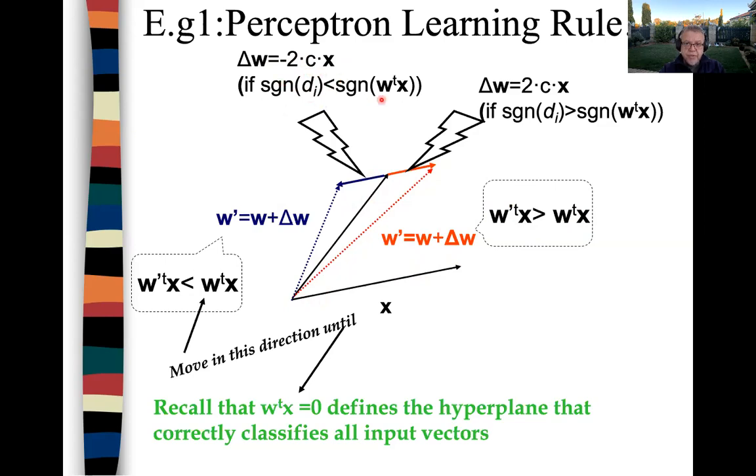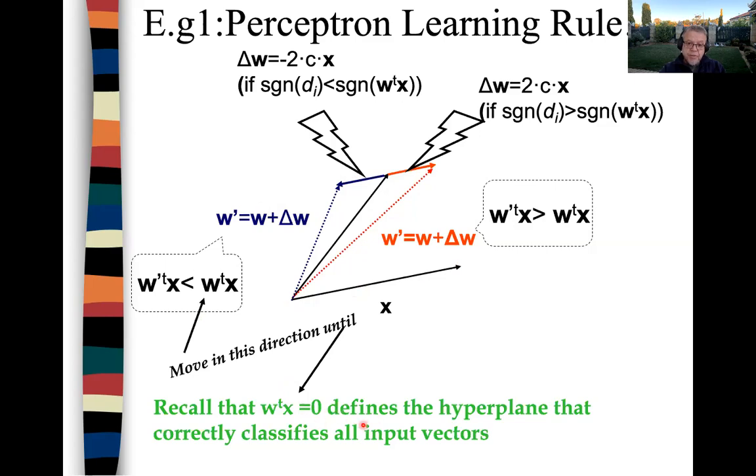While if you're subtracting, if the delta w is equal to minus 2cx, meaning that the sine of di is less than the sine of w transpose x, then your new weight is going to move in this direction, meaning that w prime transpose x, the projection of the new w on x, is going to be less than the projection of the old w on x. And therefore, the more you move, your new w is going to be perpendicular to your input x. So you keep moving w by delta w when you're doing your learning until you reach this condition, w transpose x.